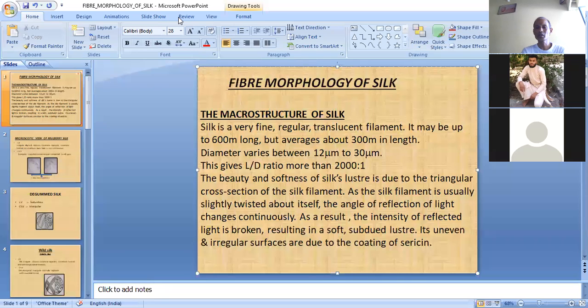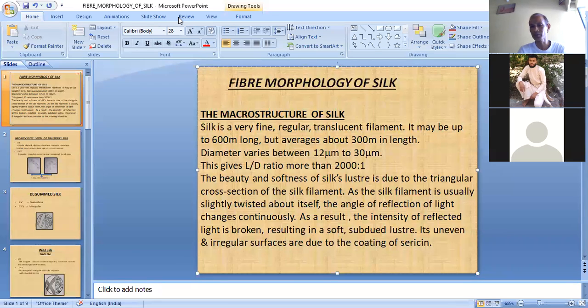And diameter varies between 12 micron to 30 micron. This gives an L/D ratio of more than 2000:1. The important characteristic of silk for which it is known is the beauty and softness of silk's luster, and that is due to the triangular cross section of the silk filament. If we see the cross section of the silk filament in the next slide, it is triangular in shape, and when we have the triangular shape of cross section, it gives good luster. So the reason for the beauty and softness of silk's luster is its triangular cross section.